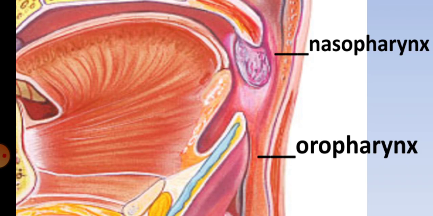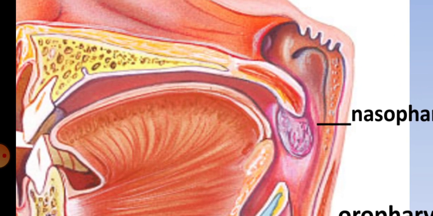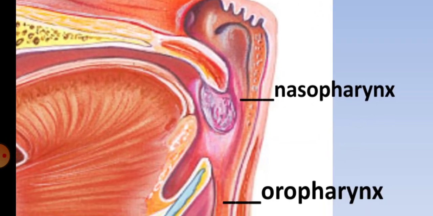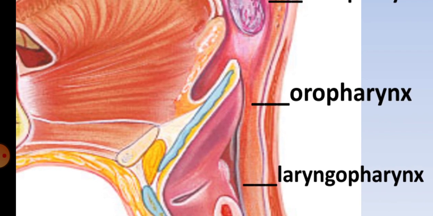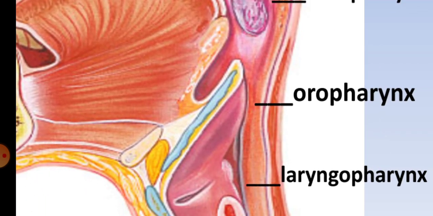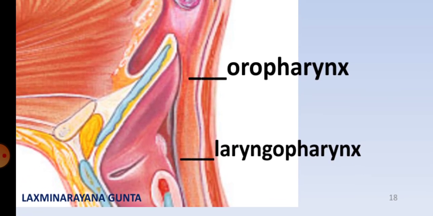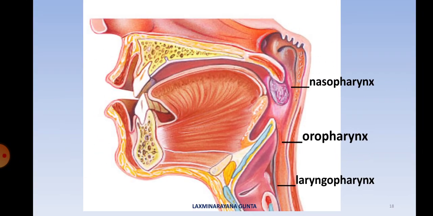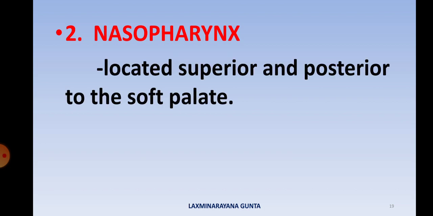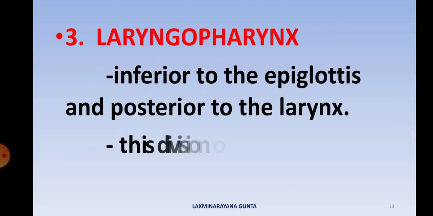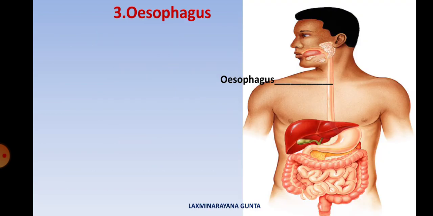This is nasopharynx, where the nasal cavity opens. The oropharynx, where the oral cavity opens, and laryngopharynx. You can clearly see, look here, nasopharynx, laryngopharynx. Similarly, coming to the next region of the alimentary canal, that is esophagus.